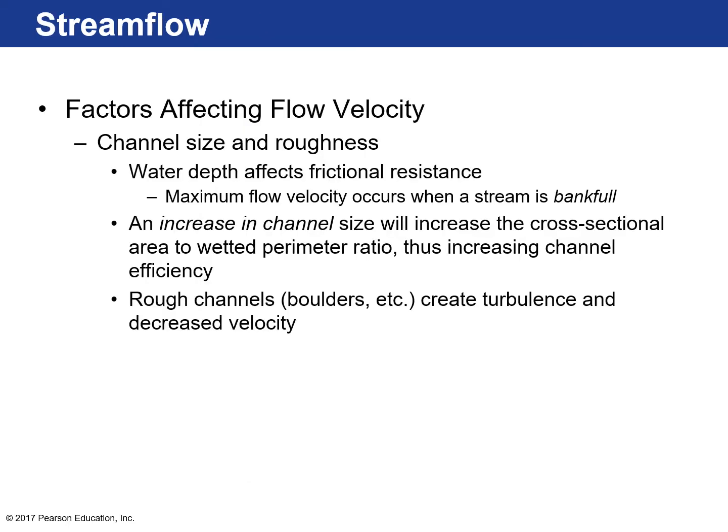Now, other factors that affect stream flow: the roughness of the channel. Okay, so if you have boulders or rocks that create turbulence, that kind of slows down the water velocity. Think of it as like the aerodynamics of the channel. And channel size, essentially. So if you have more water flowing through the river, that's a higher discharge. That's going to make the stream flow faster.